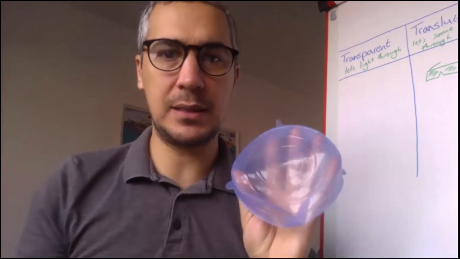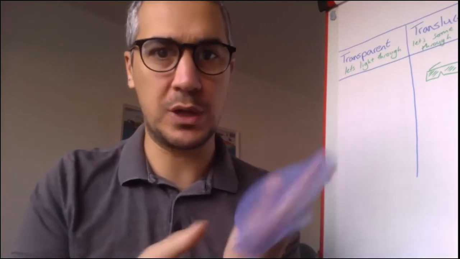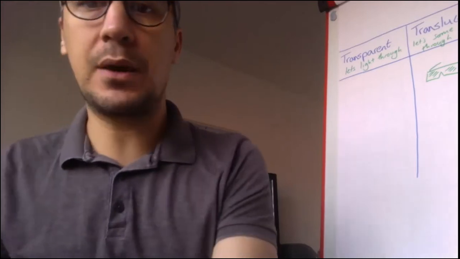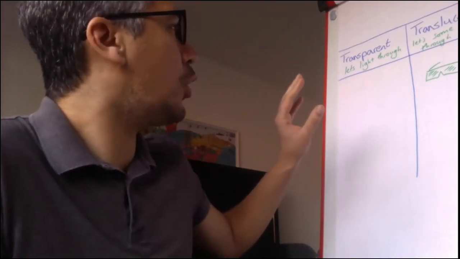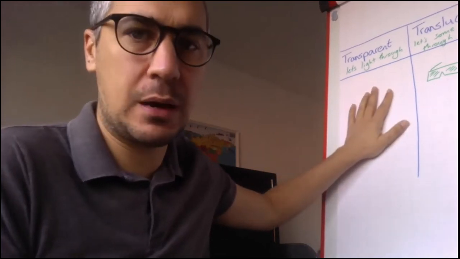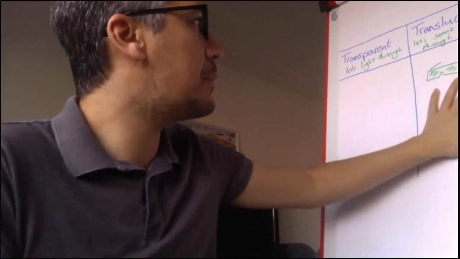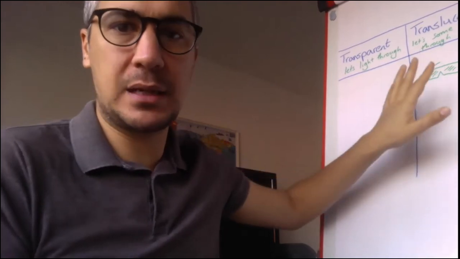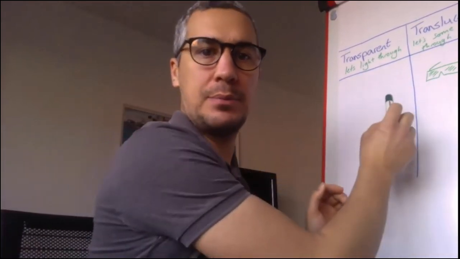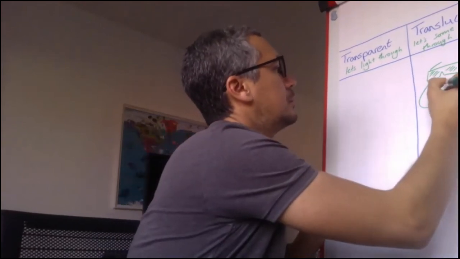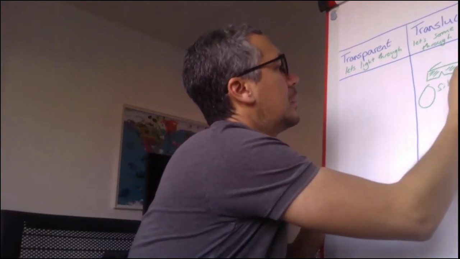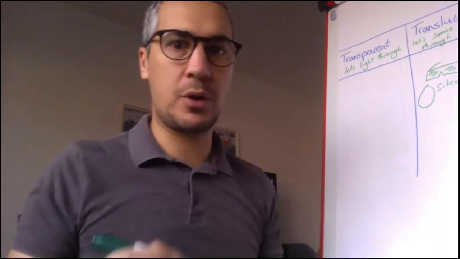So this, the silicone top, or food covering, is going to be, what do you think? It's not letting all of the light through, so it can't be transparent. It's letting some of the light through. So that's going to be translucent. So I would write up translucent, silicone top. I've just spelled silicone wrong, apologies for that.